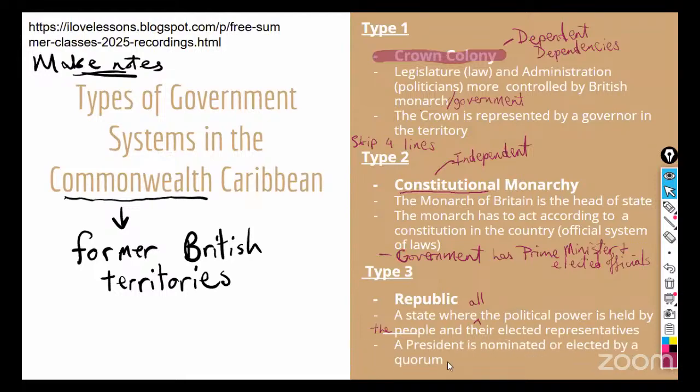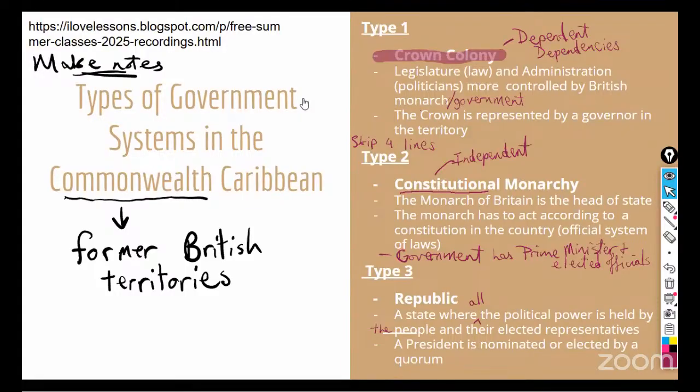A president is nominated or elected, I put by a quorum generally. So it's not the general public that chooses the president. It's the prime minister and the opposition will have a short list of names, and the prime minister will have the final say, and a quorum of elected officials will vote, but the vote is usually a confirmation. It's unlikely they will go against the prime minister unless they see a big red flag.